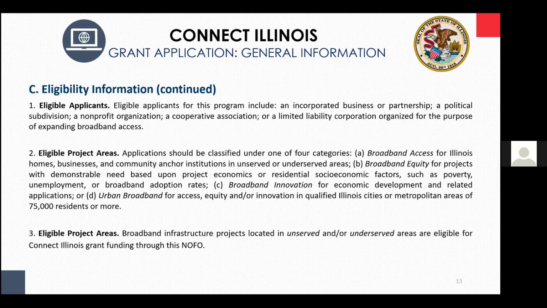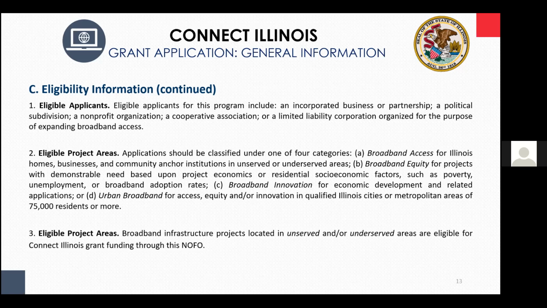Eligible project areas: I'm not showing you the map, but we do have a map posted to our Connect Illinois website regarding areas that are deemed served, unserved, or underserved in Illinois. That map does start a conversation about what the level of service is in a given area. As an applicant, you want to have a pretty good sense of what the current broadband access is in the area that you're proposing to deploy broadband.